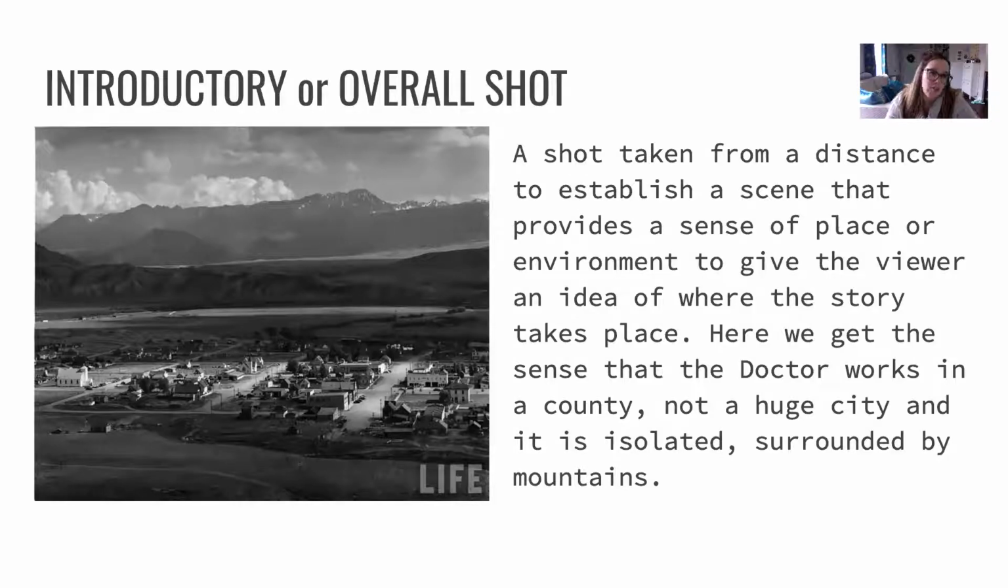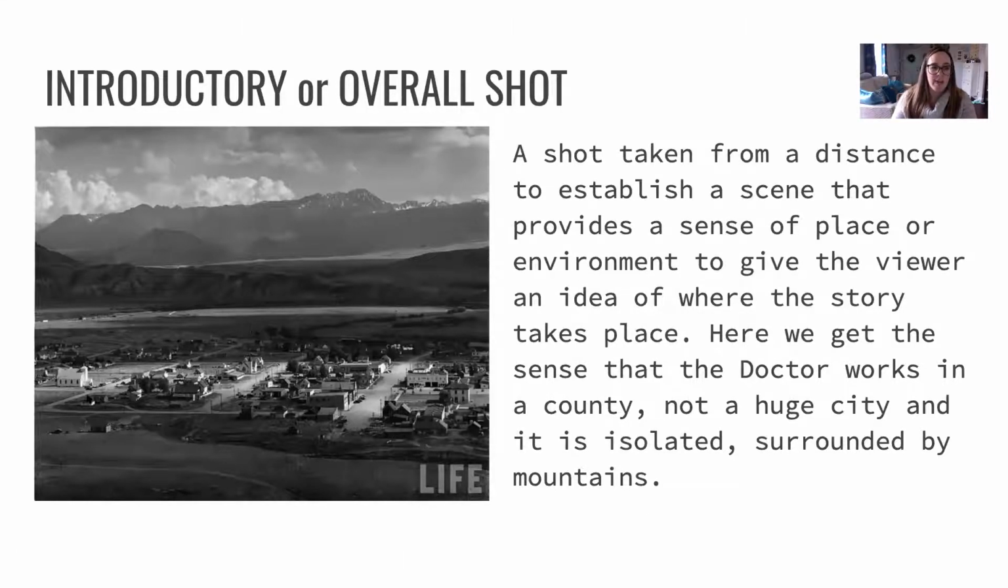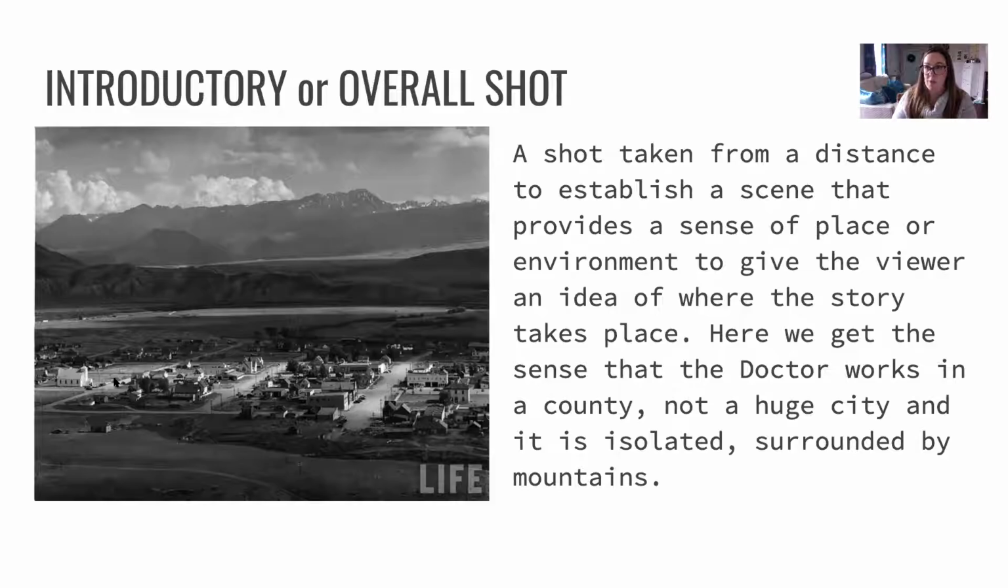It's also called an introductory shot, an overall shot, and it's a shot taken from a distance to establish where we are and the scene, and it provides a sense of place or environment to give the viewer an idea of where the story takes place. Here we see that this photographer went all the way up, probably on a hill on the other side of this town, to show us that here's this small town. This is all that exists there. This is their city, and here are the outline houses. Notice it's in this mountain range, and it's not a city. They're not surrounded by anyone. It's telling us the context of where this is actually happening.